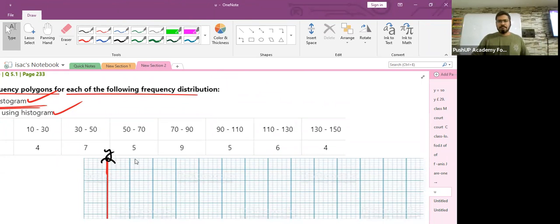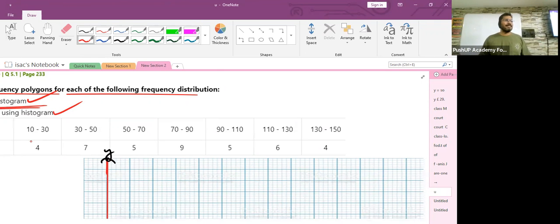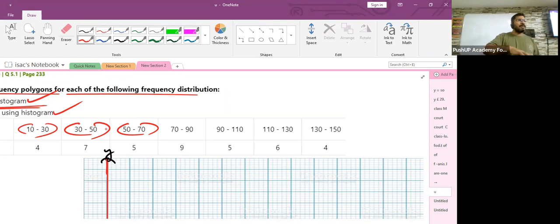Children, now pay attention. You noticed the class intervals given to us. The first class interval is 10 to 30. Then 30 to 50, 50 to 70. Thank God they are continuous class intervals. Right, boys and girls? They are continuous class intervals because if you see the lower limit of the second class interval and the upper limit of the first class interval, they both are matching. So we can say they are continuous class intervals and their corresponding frequencies are also given to us.